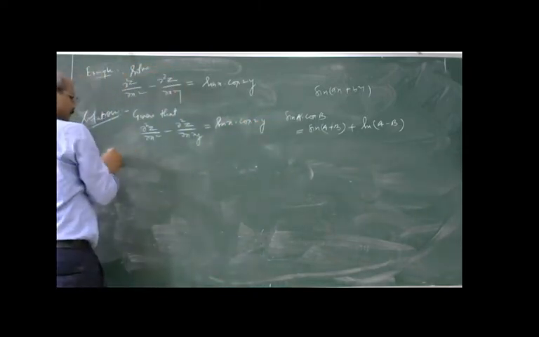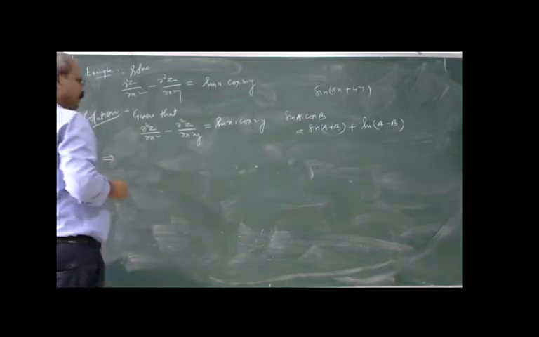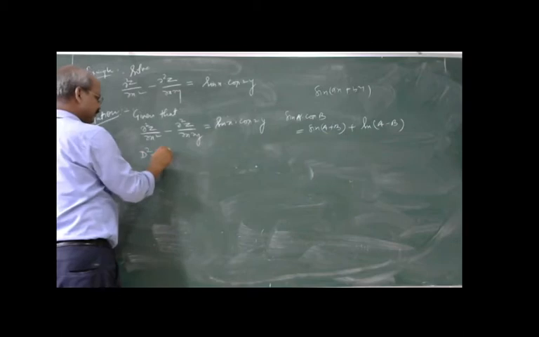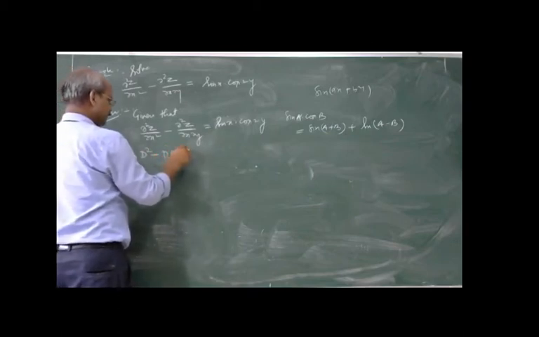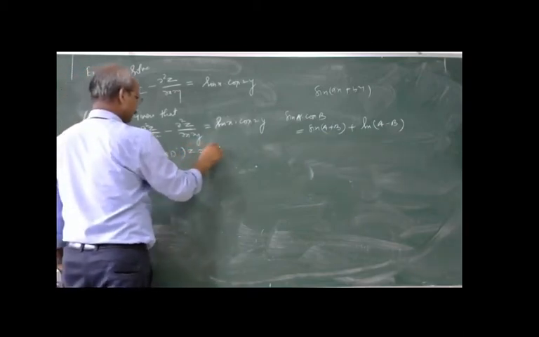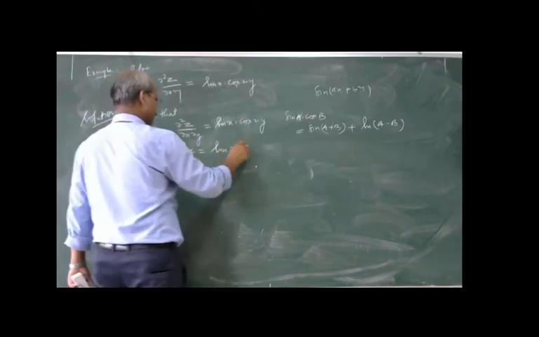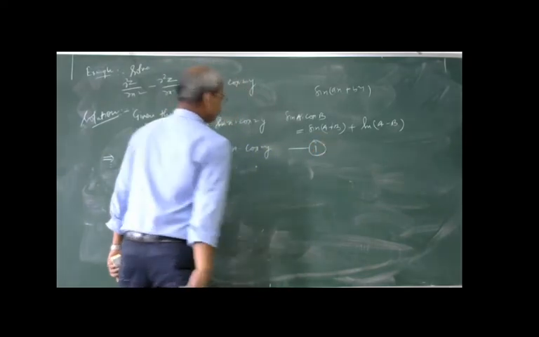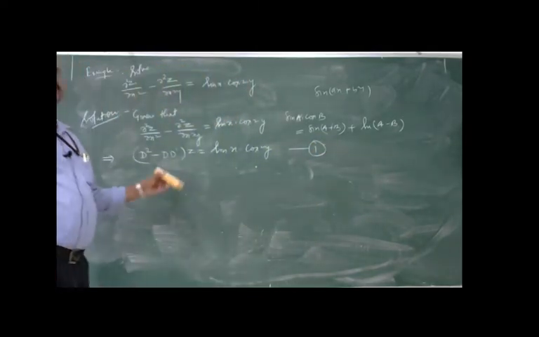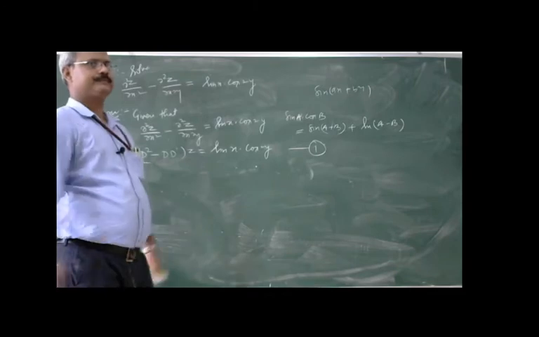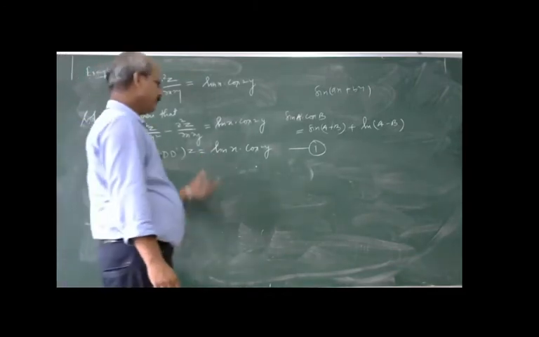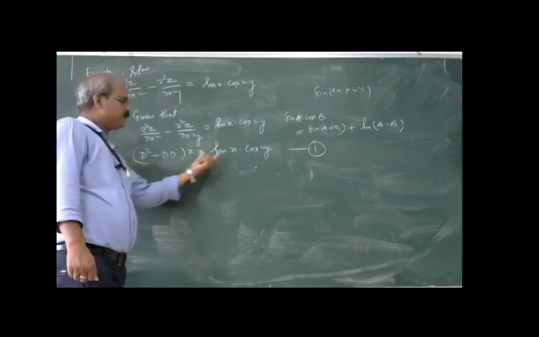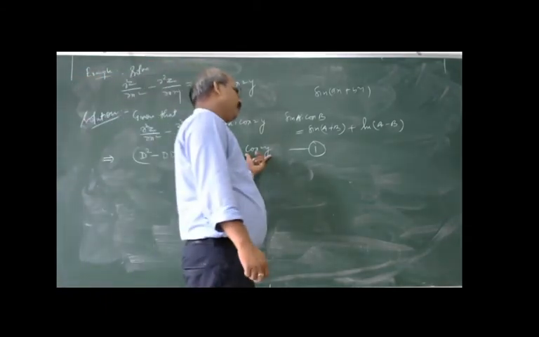So from here, it can be (D² minus DD')z equals sin x into cos 2y. This is equation first. Okay students. So now (D² minus DD')z equals sin x into cos 2y.